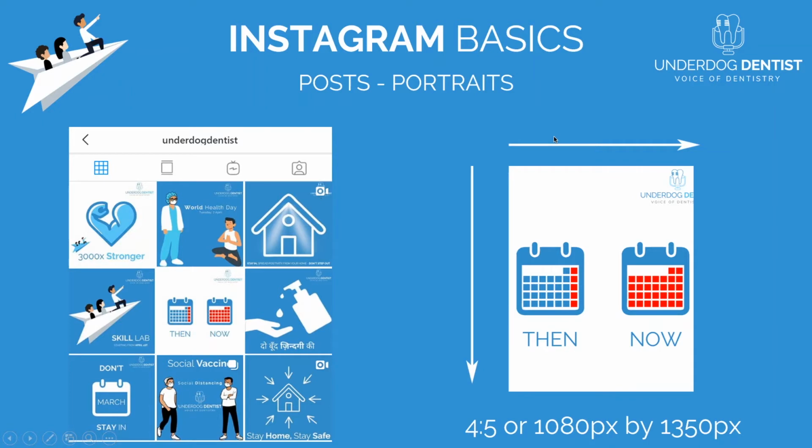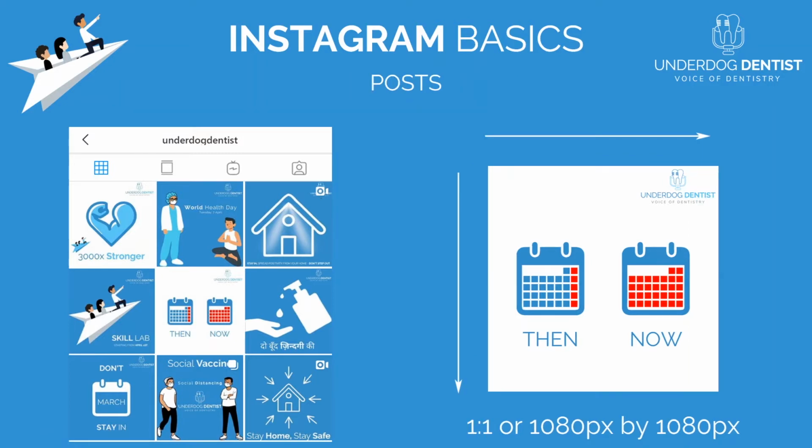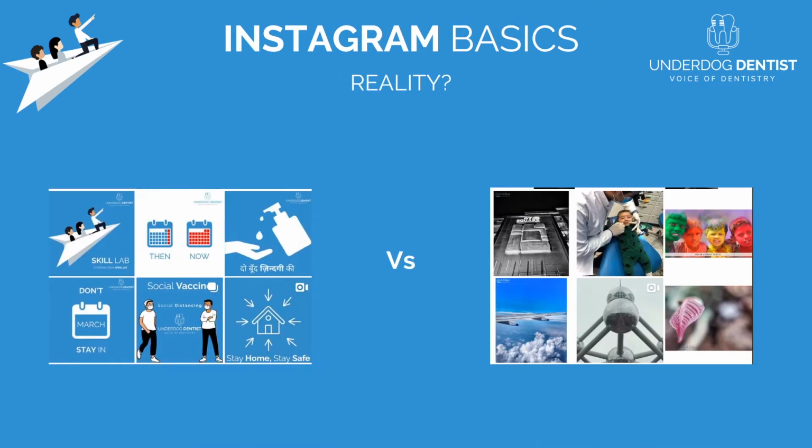And if you are a photographer, there is also one more mode available that you can use to create Instagram posts. That is the portrait mode, and you can use the 4:5 ratio or 1080 by 1350 pixels. These two ratios you can always use to create content: one is your 1:1 and the other is 4:5.